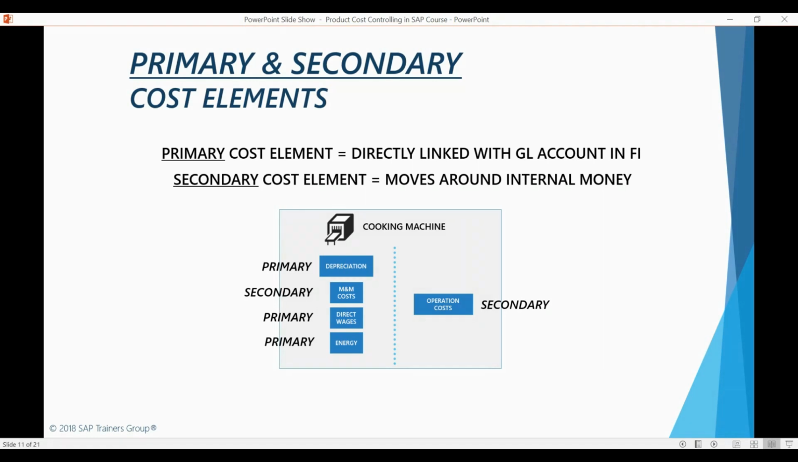In the previous slides, we have discussed how overhead costs from overhead cost centers are allocated to manufacturing cost centers. But then what happens with all these costs collected by the manufacturing cost centers?